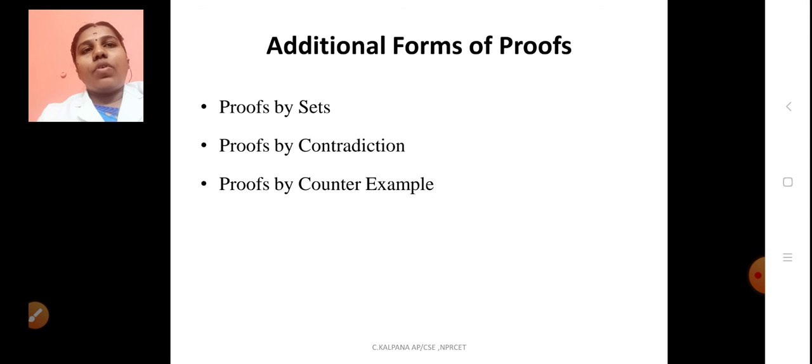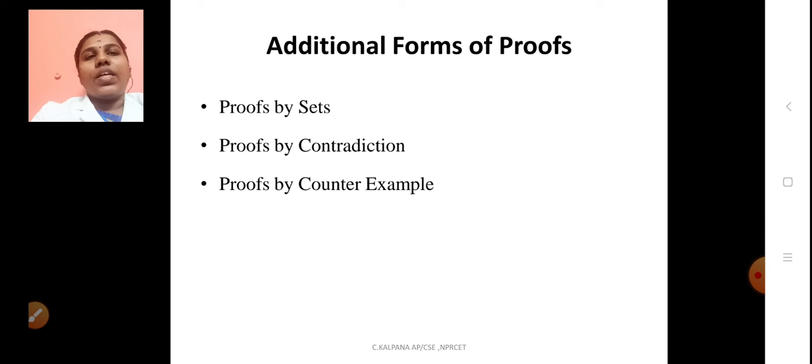Now I am going to explain the additional forms of proof. That is proof by sets, proof by contradiction, and proof by counter example. Sets represent union, concatenation, difference, or complement, etc. If A union B is true, then B union A is also true. A intersection B is true and B intersection A is true. You have to prove the statements based on the sets, union, concatenation, complement, etc.